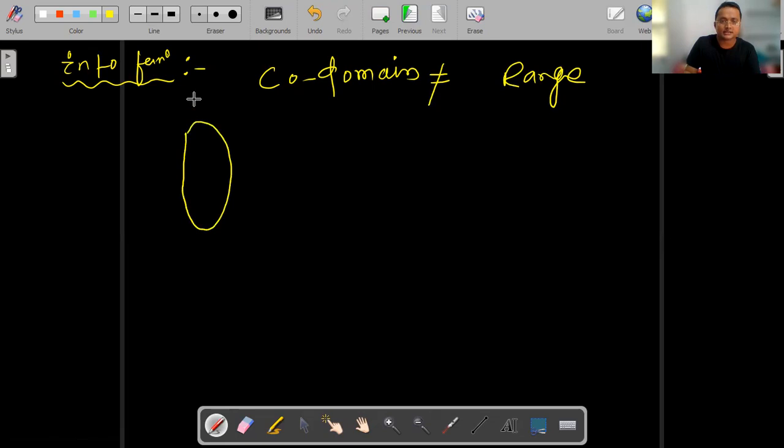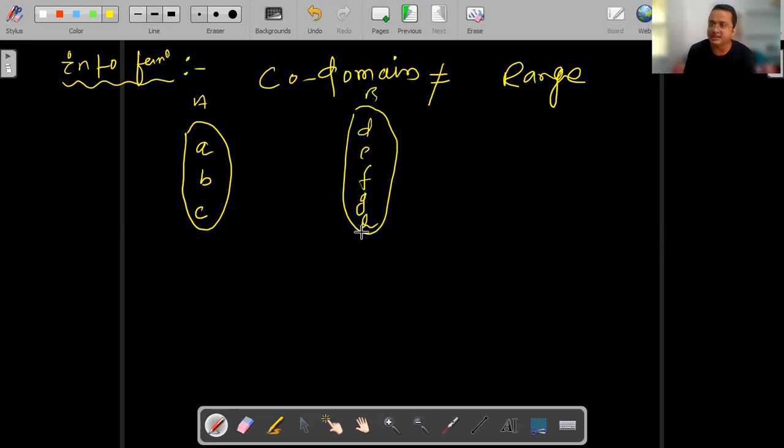So now you see, let us say set A has elements A, B and C, and set B has elements D, E, F, G and H. These are the elements in set B. A is mapped with D, B is mapped with E, and C is mapped with F. Now you tell me, is it an into function? Yes, absolutely it is an into function.